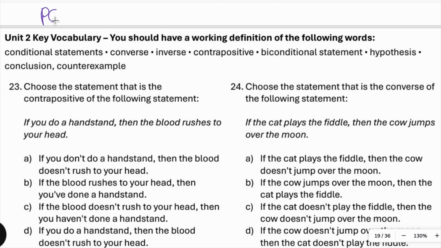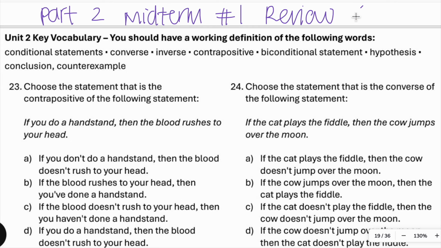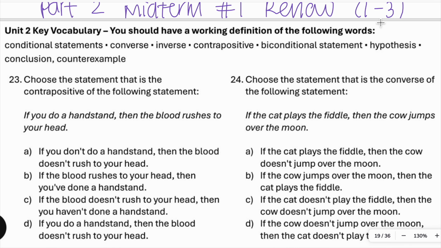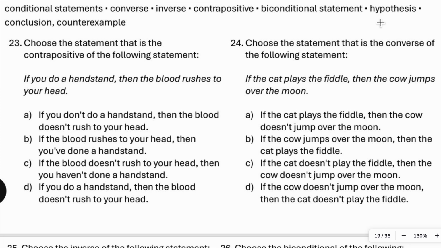This is going to be part 2 of your midterm review. This is midterm number 1 review, and this is going to be units 1 through 3 of Reveal Geometry from McGraw-Hill. Unit 2 is the main focus for today. So for part 2, we want to make sure we know conditional statements, your converse, inverse, contrapositive, biconditionals, hypothesis, conclusions, and counterexamples. 23, choose the statement that is contrapositive to the following statement.